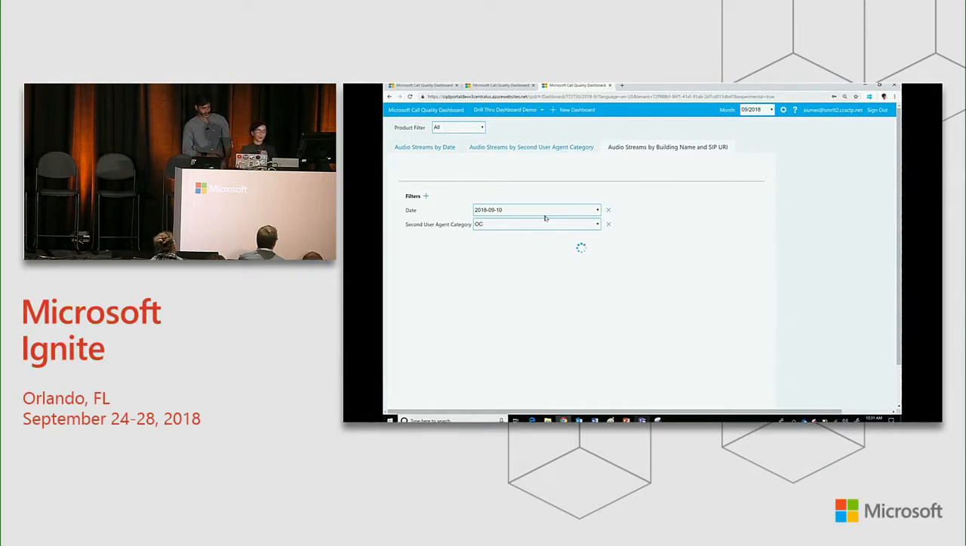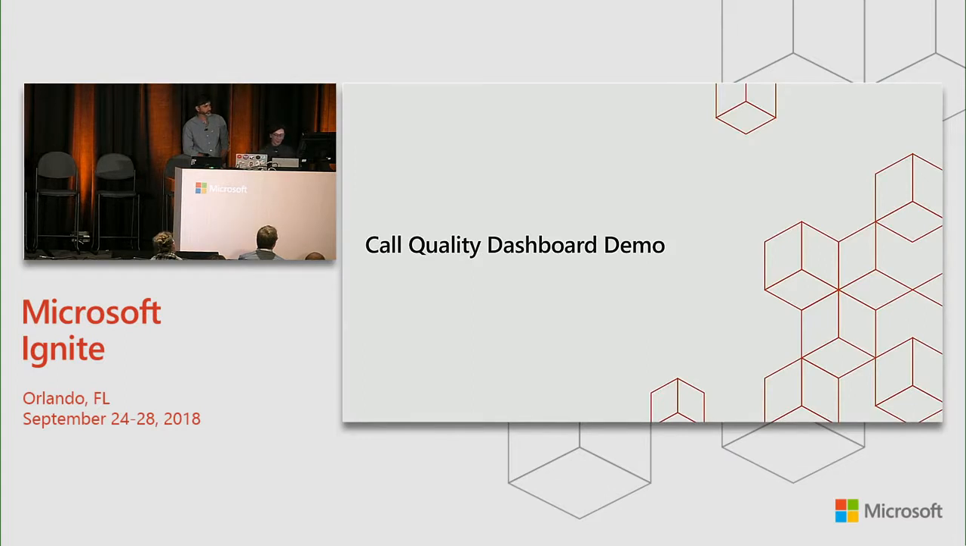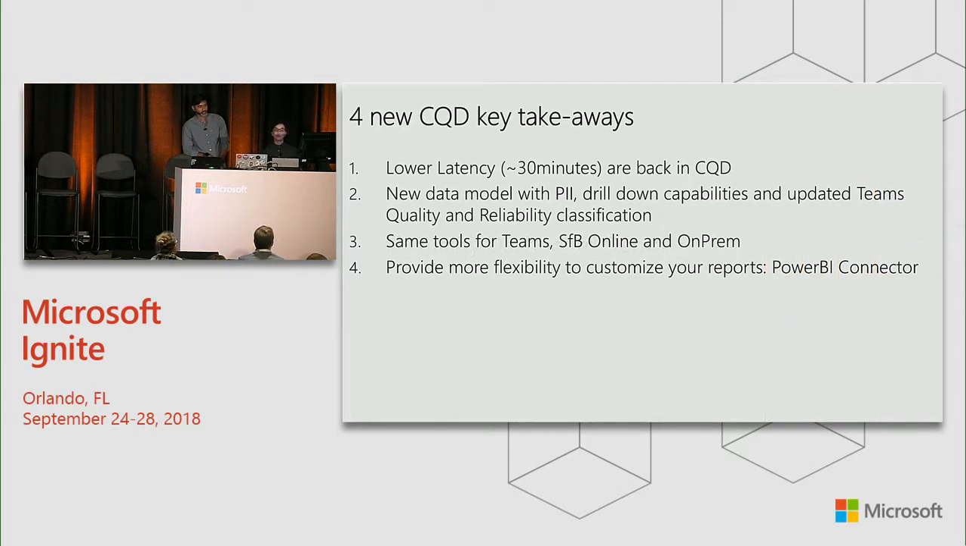So with that, I'm concluding my demo. And there are 4 new CQD key takeaways that I would like to leave you with. Low latency, new data model of PII with drill down capabilities, with updated Teams quality and reliability classification, same tools, Teams, SFB online, and also SFB on-prem.